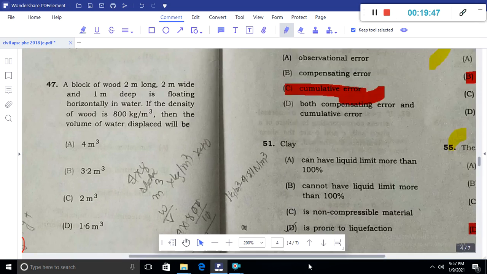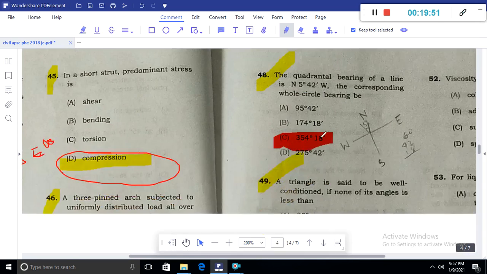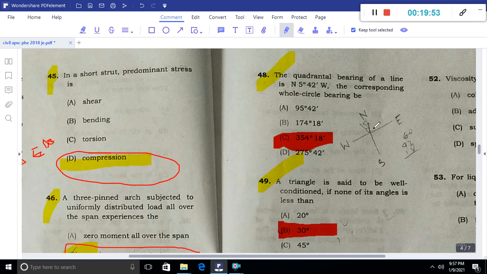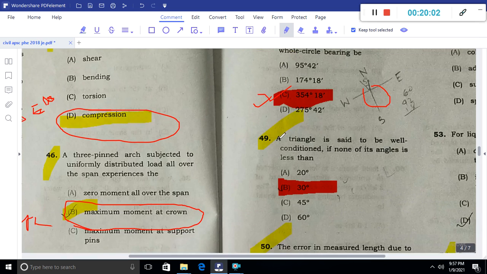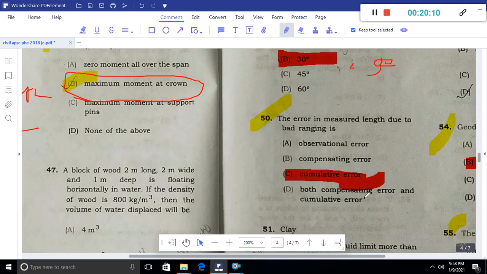Then goes to next question. A quadrilateral bearing of a line is N 5 degree 42 W. So corresponding whole circle bearing, obviously it is greater than 270. Amar etai option ase 354. A triangle is said to be well conditioned if none of its angle is less than 30 degree. 30 degree কৈ যদি এটা angle কম নহয় তেতিয়া আমি well conditioned বুলি কওঁ.